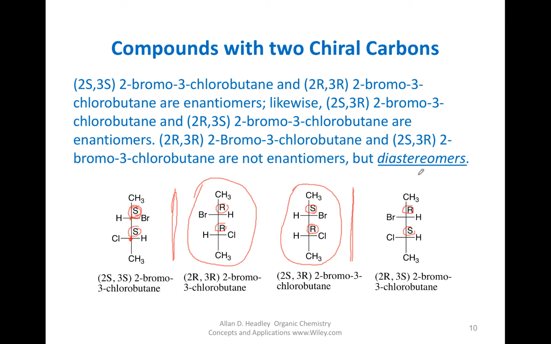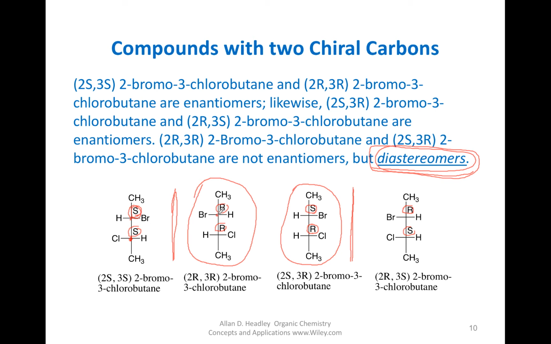We have a special term for that. They are called diastereomers. So they are diastereomers. Don't forget that word. That's a new term for us. Diastereomers. Okay, so diastereomers are stereoisomers that have more than one chiral carbon. They are not mirror images of each other, and they are non-superimposable. So they are stereoisomers, but they're not enantiomers, and they're not mirror images. So therefore they are diastereomers.